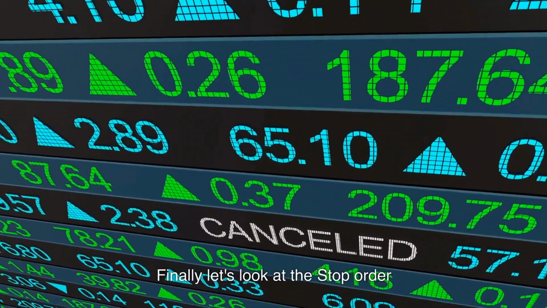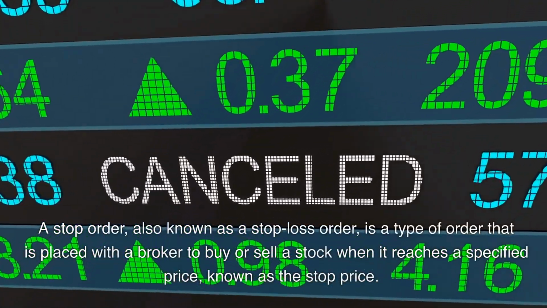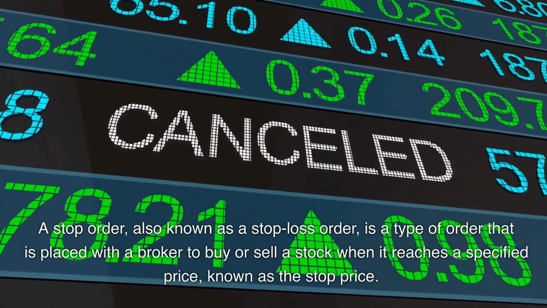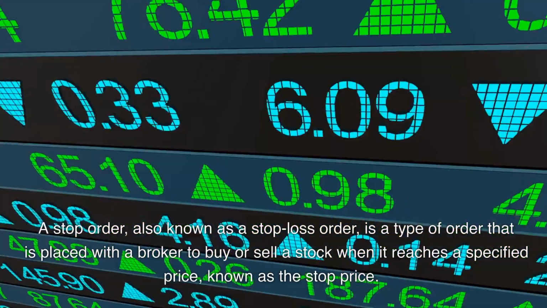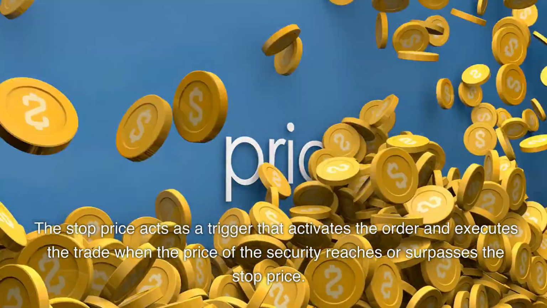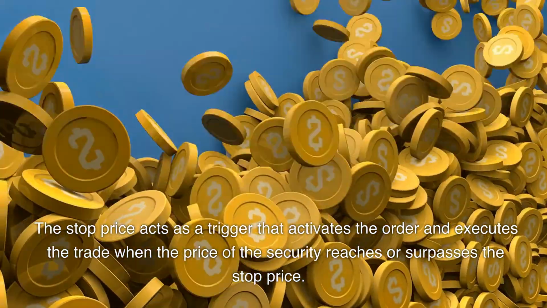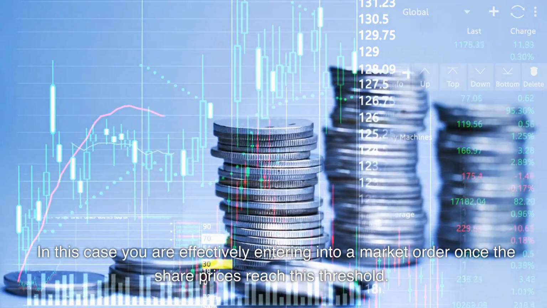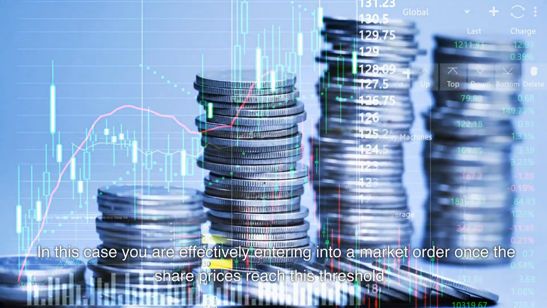Finally, let's look at the stop order. A stop order, also known as a stop-loss order, is a type of order that is placed with a broker to buy or sell a stock when it reaches a specified price, known as the stop price. The stop price acts as a trigger that activates the order and executes the trade when the price of the security reaches or surpasses the stop price. In this case, you are effectively entering into a market order once the share prices reach this threshold.